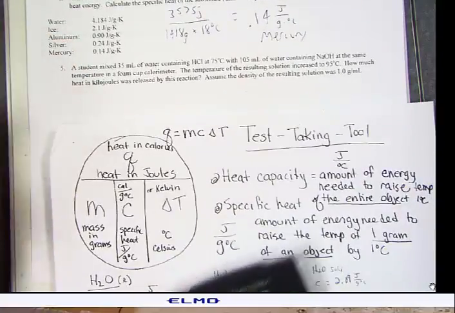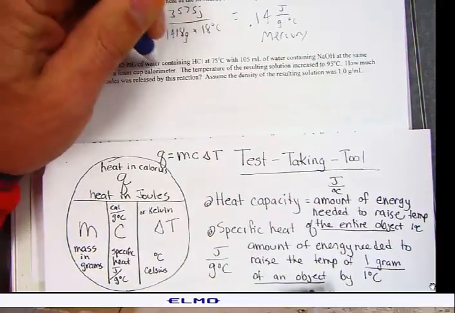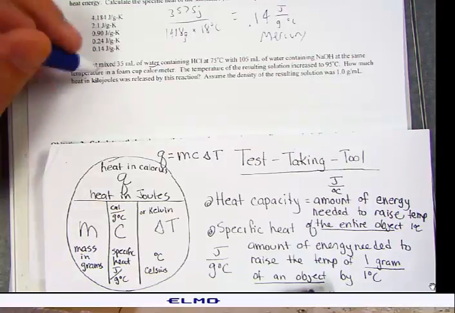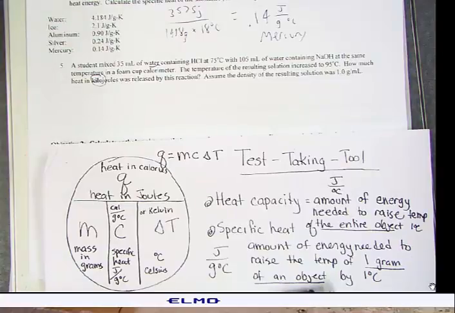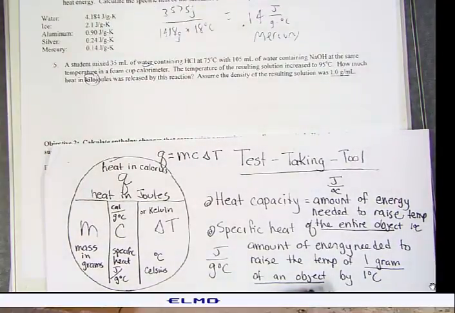The next one, a student mixed 35 milliliters of water containing HCl at 75 degrees with 105 milliliters of water containing NaOH, or sodium hydroxide, at the same temp in a foam cup calorimeter. The temperature of the resulting solution increased to 95. How much heat, in kilojoules, was released by this reaction? We'll assume the density of the resulting solution was 1 gram per milliliter. So what are we after?